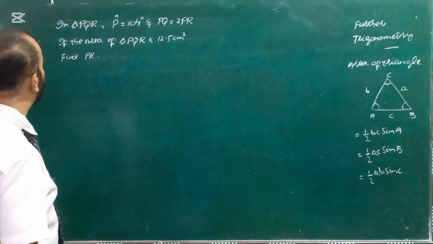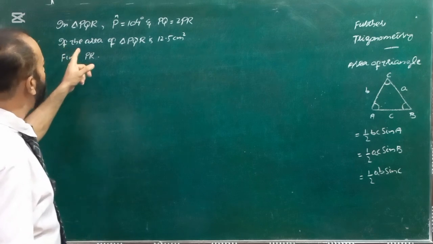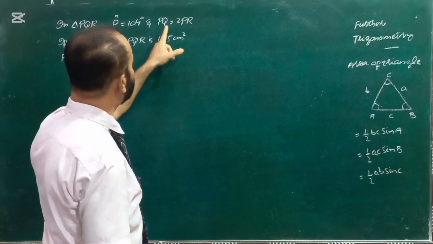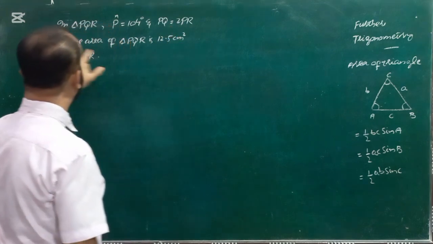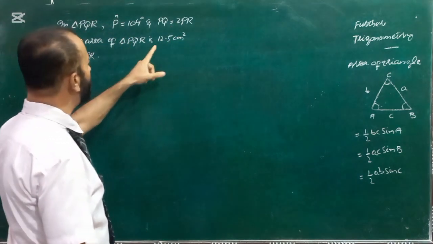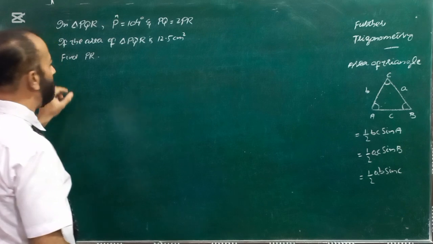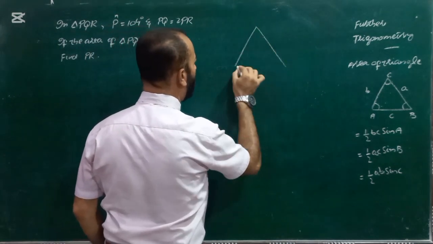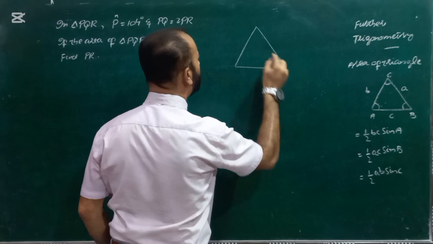Here is another question. In the triangle PQR, angle P is 104 and PQ is equal to 2 times PR. If the area of the triangle PQR is 12.5 centimeter square, find PR. So look now. Here is triangle PQR.